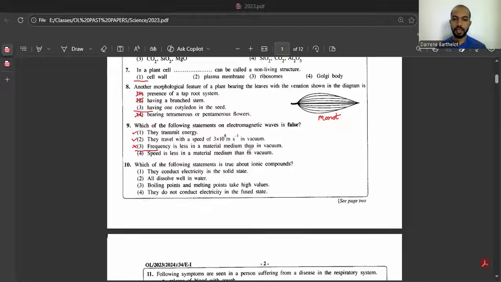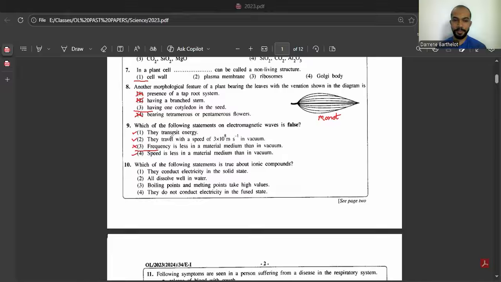Speed is less in a material medium than vacuum. Yeah, it's correct. In a vacuum, we have no particles, so the wave can travel very fast. If you have a material medium, then the speed will be lower, less than 3, around 2.98, 2.96 into 10 to the power 8. Likewise, small changes can be seen.